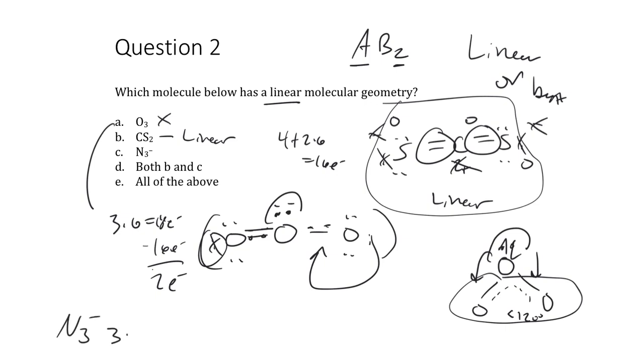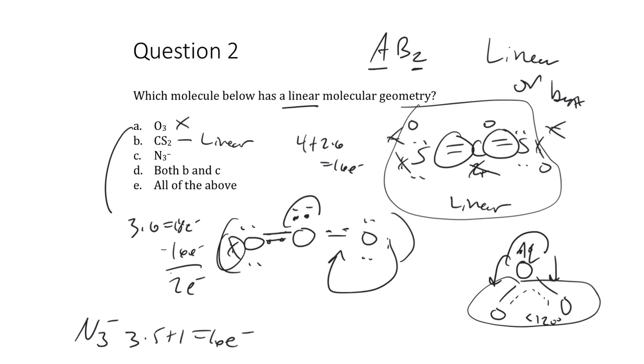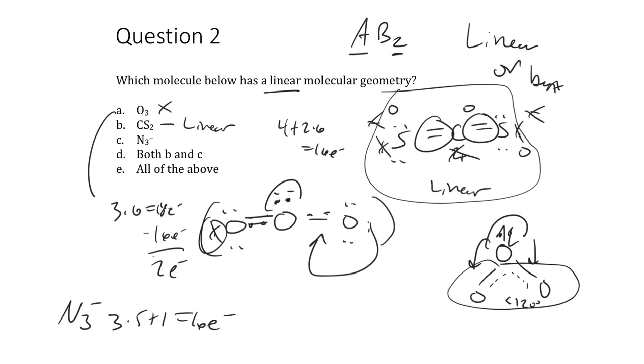So certainly not linear. What about N3 minus? Well, now I have 3 times 5 plus 1, that's 16 electrons. So this probably is going to be linear because I have a central nitrogen, connect my 2 nitrogens, lone pairs, no electrons left to go on the central nitrogen. So nitrogen doesn't have any lone pairs. This is that Lewis structure we were looking at before where we make a double bond, then we make a triple bond with one of the nitrogens, and then we leave, oh, I'm sorry, that would not be the best Lewis structure. Let's start this over again real quick.